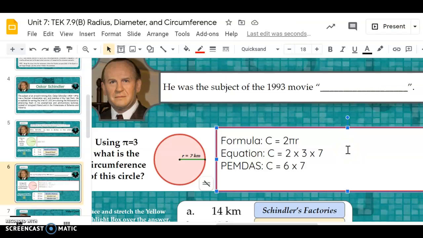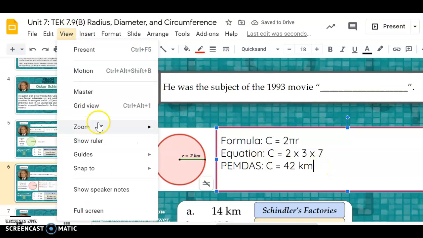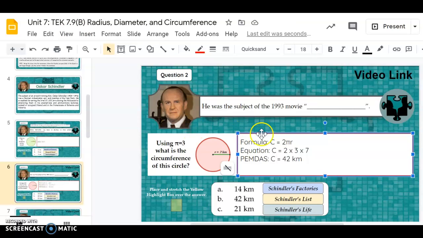I'm going to delete it because I wanted you to see that I did 2 times 3 equals 6, then 6 times 7, since I didn't do anything with the 7 yet, I had just brought it down. 6 times 7 equals 42. Now, here's your label right here, KM. Need to remember that. I'm going to go back up to View, Zoom, and make it fit so you can see everything going on. Do I have a 42 as my answer?